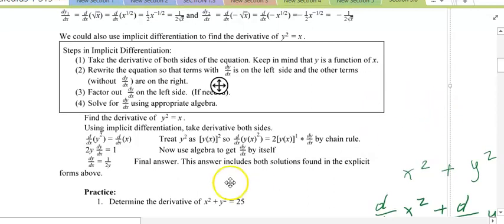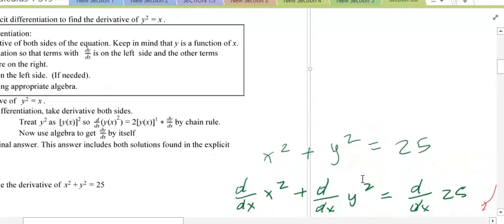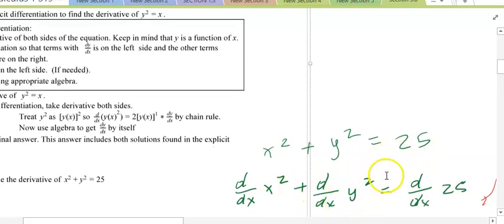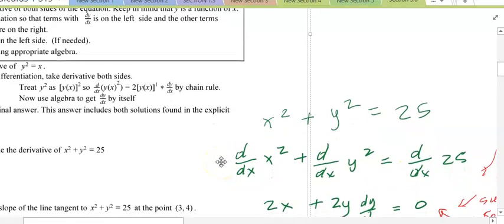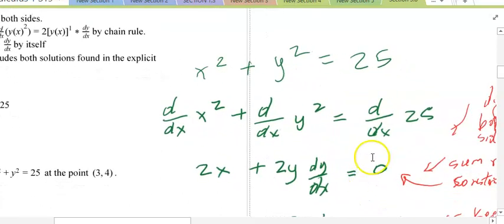Okay, so let's do another problem. Determine the derivative of x squared plus y squared is equal to 25. So we have x squared plus y squared is equal to 25. Take the derivative with respect to x of each term on both sides. So that's d dx of x squared, d dx of y squared, d dx of 25. Okay? D dx of x squared is 2x. D dx of y squared is equal to 2y dy dx. And the derivative of a constant is 0.